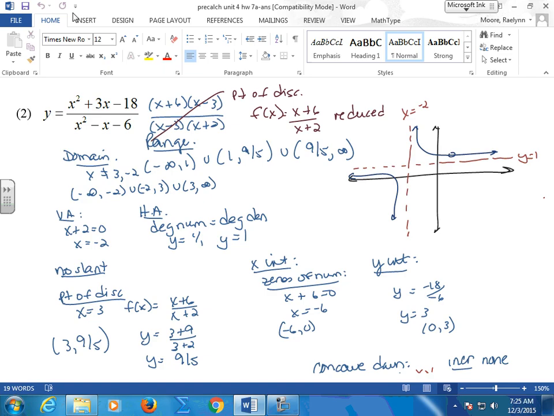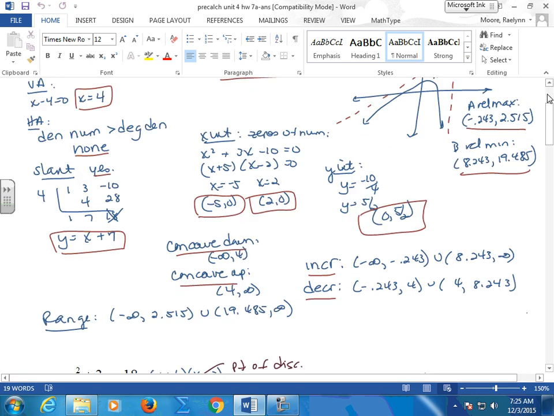It doesn't have a max or min, right? This does not have a max or min. No max or min on this guy.